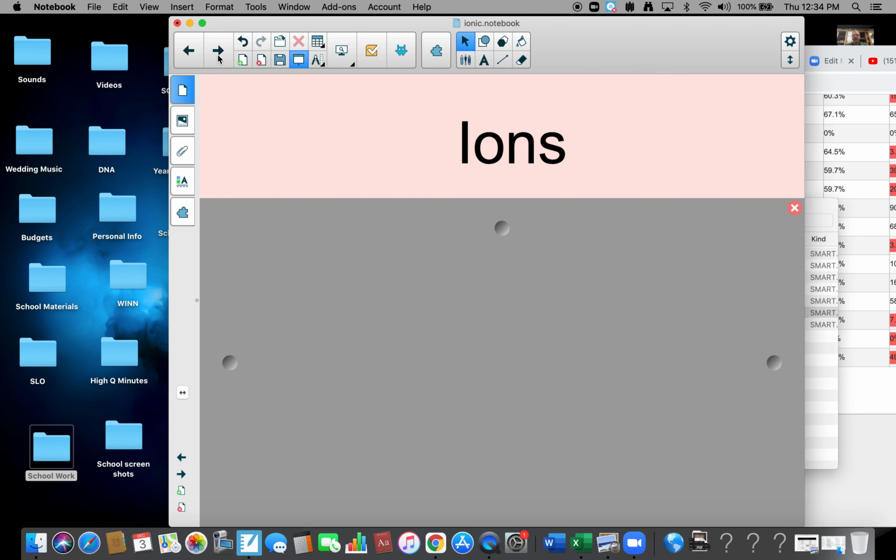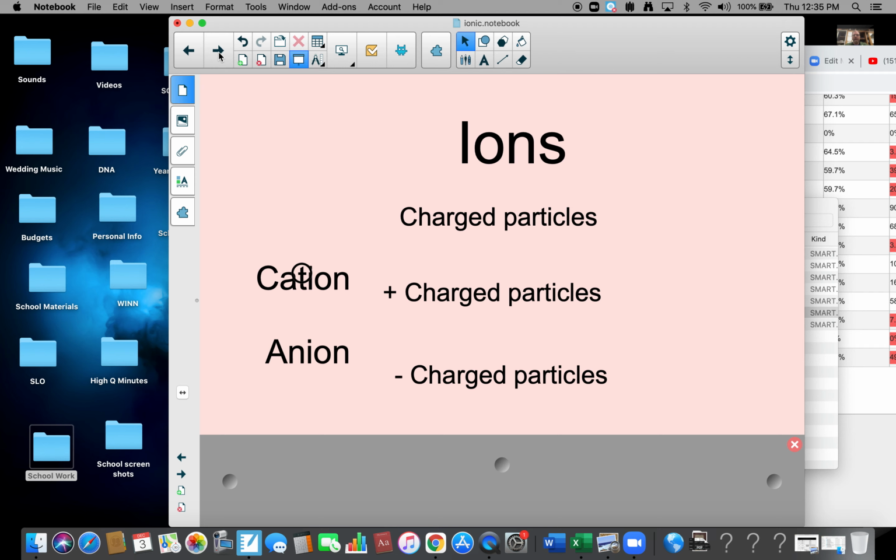Now, in order to do this, we have to have what are called ions, all right? Ions are charged particles, either positively charged or negatively charged. Cations are called positive, anions are called negative. And if you have a hard time remembering, just remember there's a little plus in the cation.